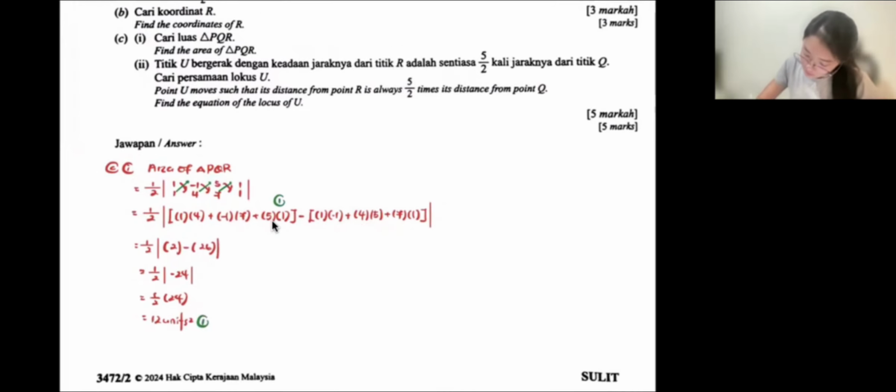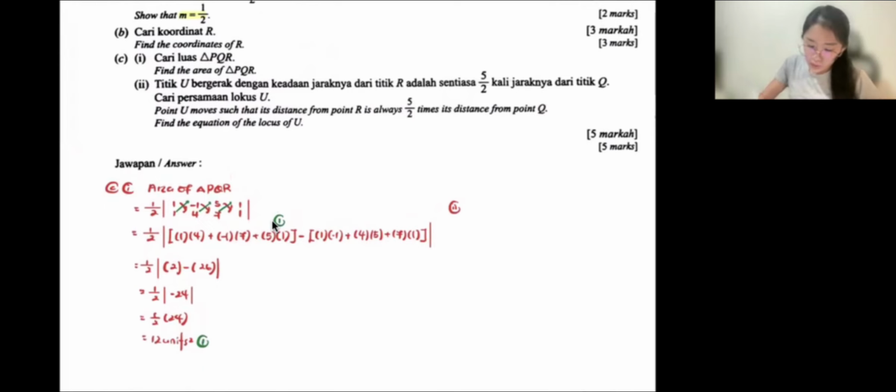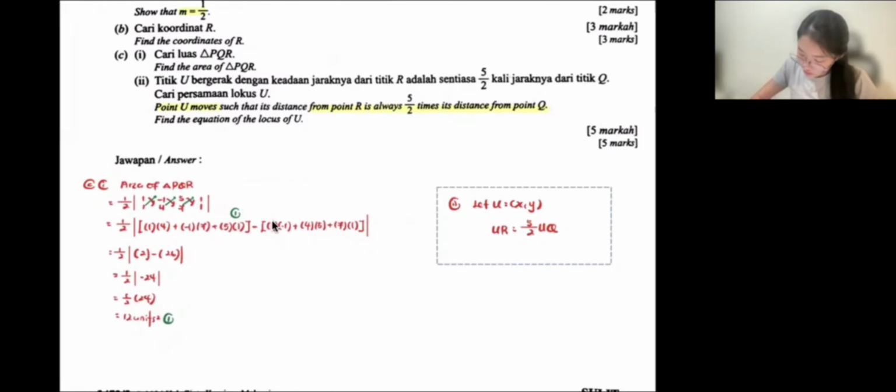Part 1, done. Then part 2, point U moves. When I see the word move, this is definitely on equation of locus. U moves such that its distance from point R is always 5 over 2 times the distance from point Q. So let us give U a coordinate first, (x, y) like this. The distance between U and R is 5 over 2 times the distance of U from Q. Write out the relationship in equation form. Then after that, you will have to use the distance formula to find out the equation of locus.